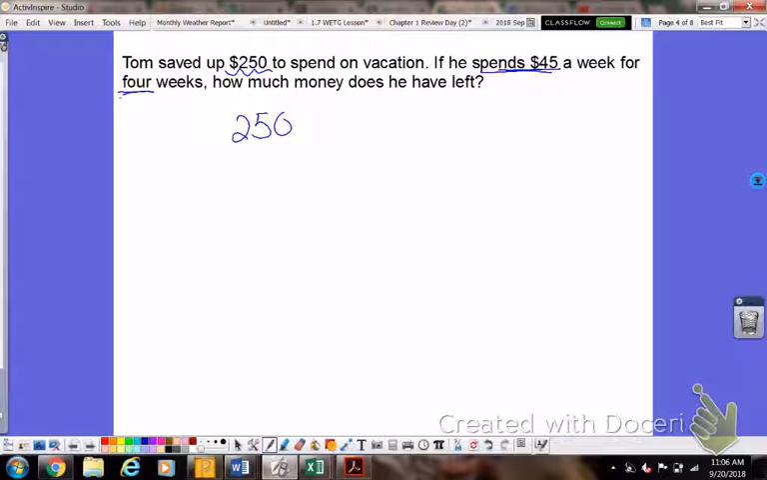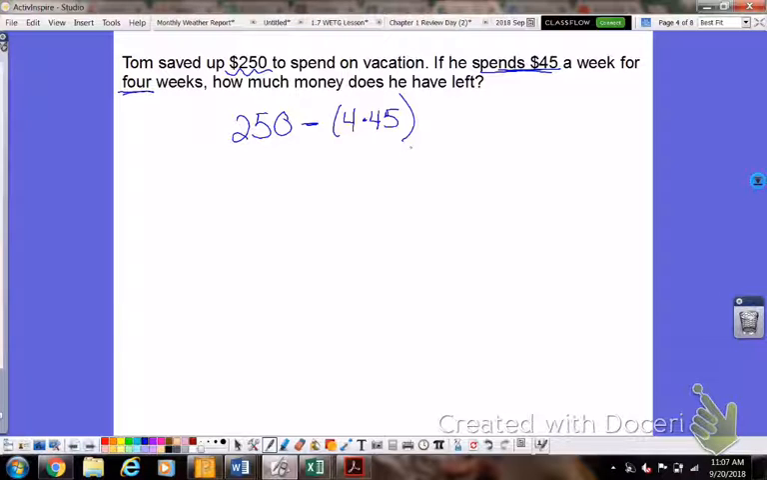So if he's spending money, we want to think, is he adding money to his account or is he taking money away? Well, if he spends it, he's subtracting it. So he's taking money away. Now, how much is he taking away? Well, $45 for 4 weeks will be 4 times 45. So $45 for 4 weeks, we're going to multiply those, and then we're going to subtract that from 250.